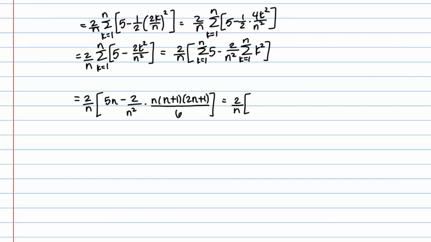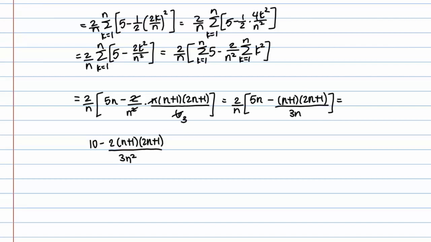I can simplify this a little bit, right? I have this n, these are being multiplied, so I have this n up here and n squared, and then a 2 and a 6. Okay, so this becomes n plus 1, 2n plus 1 over 3n. And I'm just going to distribute that 2 over n to the terms inside the brackets. So that would give me 10 minus, let's see, n plus 1, 2n plus 1 over 3n squared.